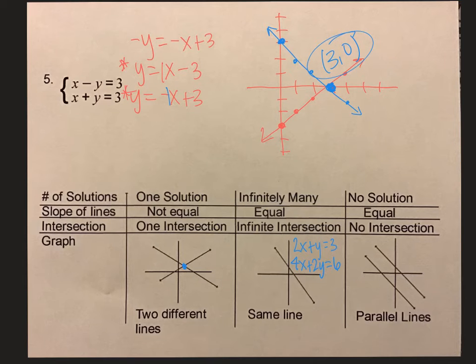So we could have a line that was y equals negative 1/2 x plus 2, and then y equals negative 1/2 x minus 4. So we've got that same slope of negative 1/2, but they have different y-intercepts. So they're going to start at different places, but they're going to have the same slope, so they're never going to actually intersect each other.